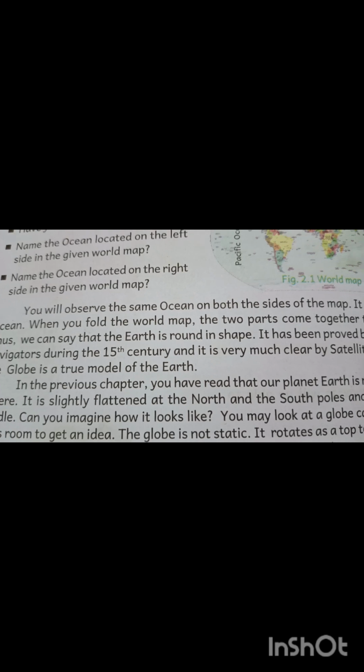Have you ever seen the world map? Name the ocean located on the left side in the given world map. Name the ocean located on the right side in the given world map. If you observe the world map, the Pacific Ocean we can see on the left side, as well as on the right side. You will observe the same ocean on both sides of the map. It is the Pacific Ocean.